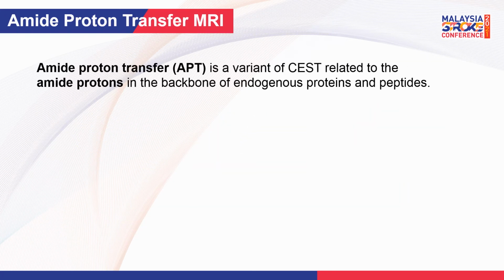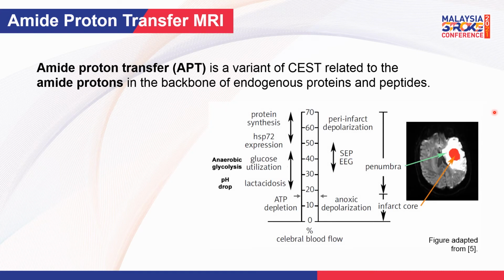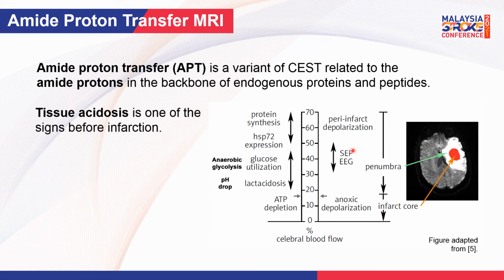So basically, amide proton transfer, APT, is a variant of CEST that is related to the amide protons in the backbone of endogenous proteins and peptides. So during ischemic stroke, when cerebral blood flow levels drop significantly, the tissue undergoes anaerobic glycolysis, which then causes the tissue pH to drop due to lactic acidosis. So essentially, tissue acidosis is one of the signs that happen before infarction.